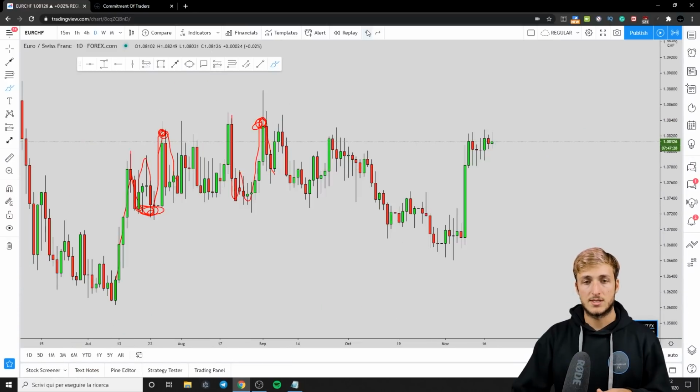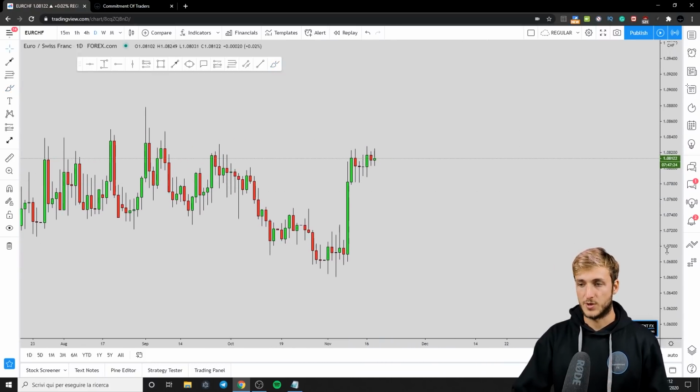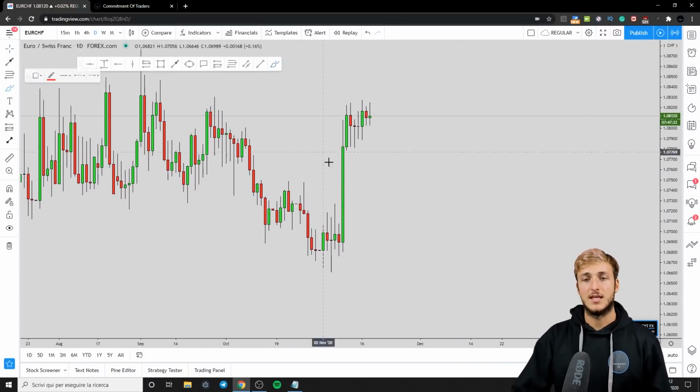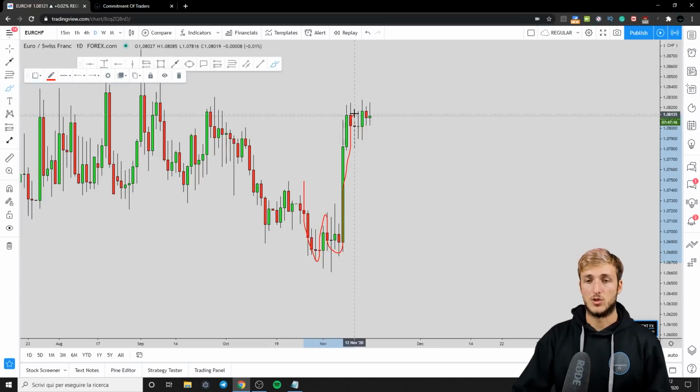But at the moment, what is the situation and how we can be looking to capitalize on the next move for this pair? Now, what we can see is that in creating this move to the upside from a daily perspective, the market has also created this overextended W formation.